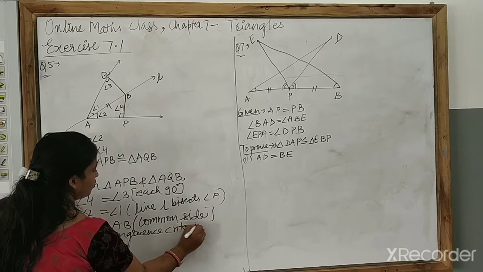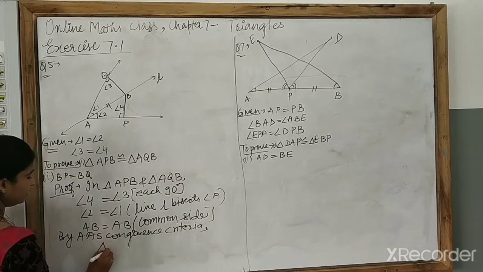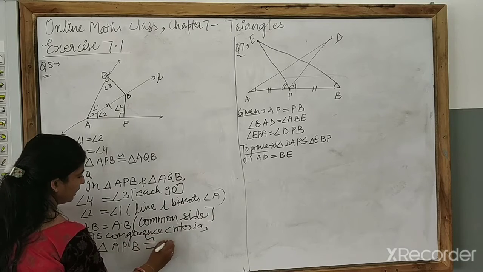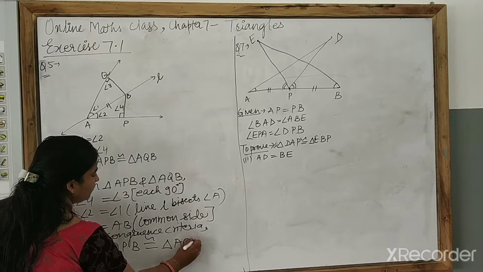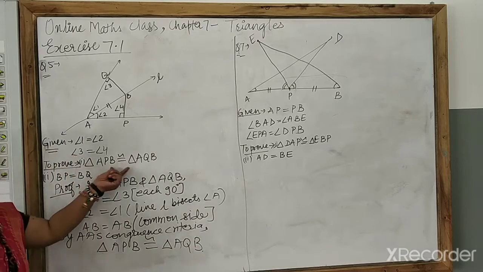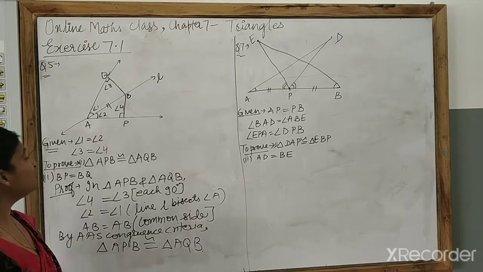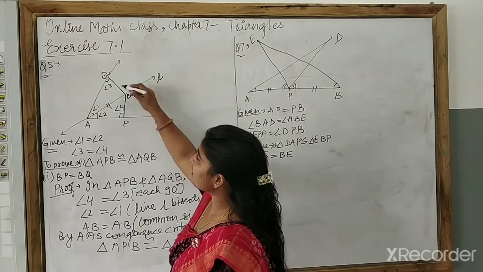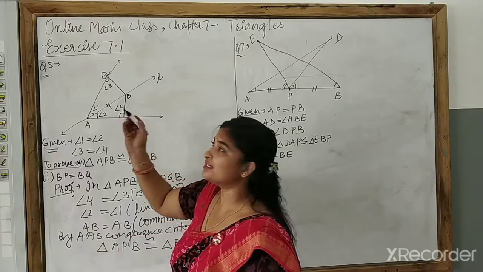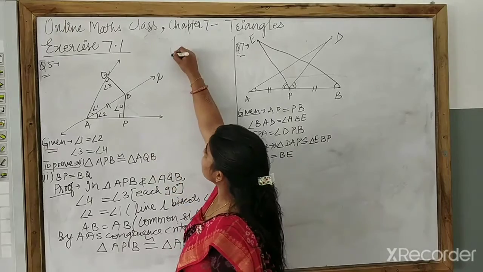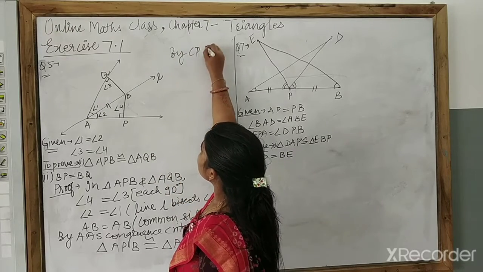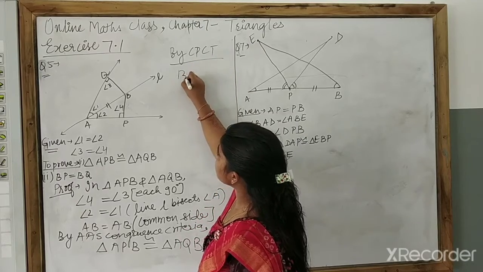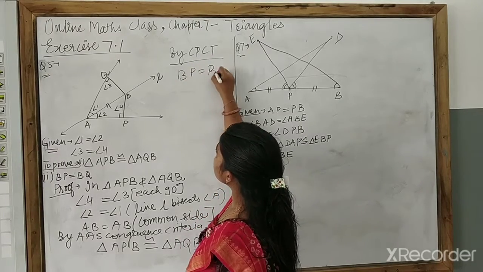By AAS congruency criteria, triangle APB is congruent to triangle... By simplicity, what have they asked you? They have asked you to prove that BP is equal to BQ. So if both the triangles are congruent, then by simplicity, what will happen? The corresponding parts will be equal. That is, BP is equal to BQ.